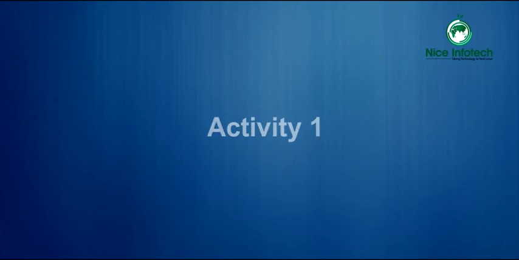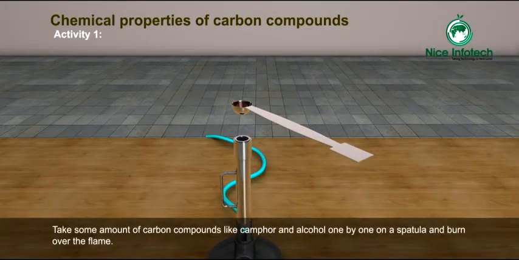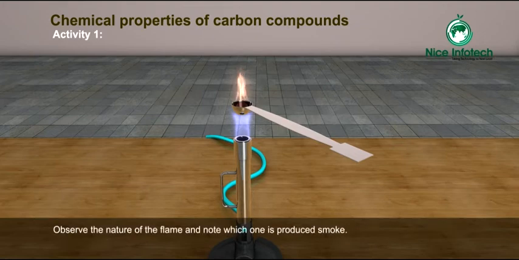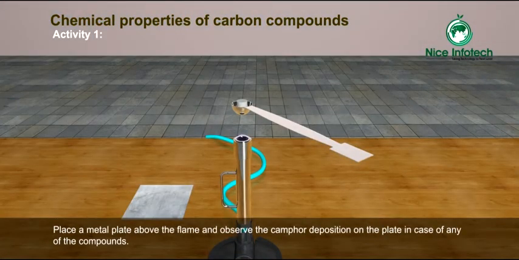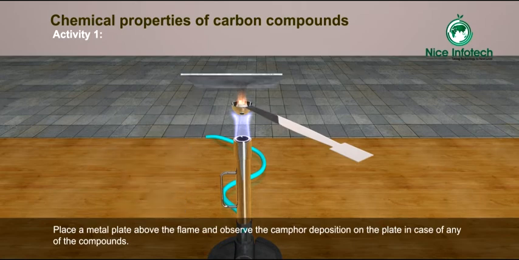Activity 1. Take some amount of carbon compounds like camphor and alcohol one by one on a spatula and burn over the flame. Observe the nature of the flame and note which one produces smoke. Place a metal plate over the flame and observe the deposition on the plate in case of any of the compounds.